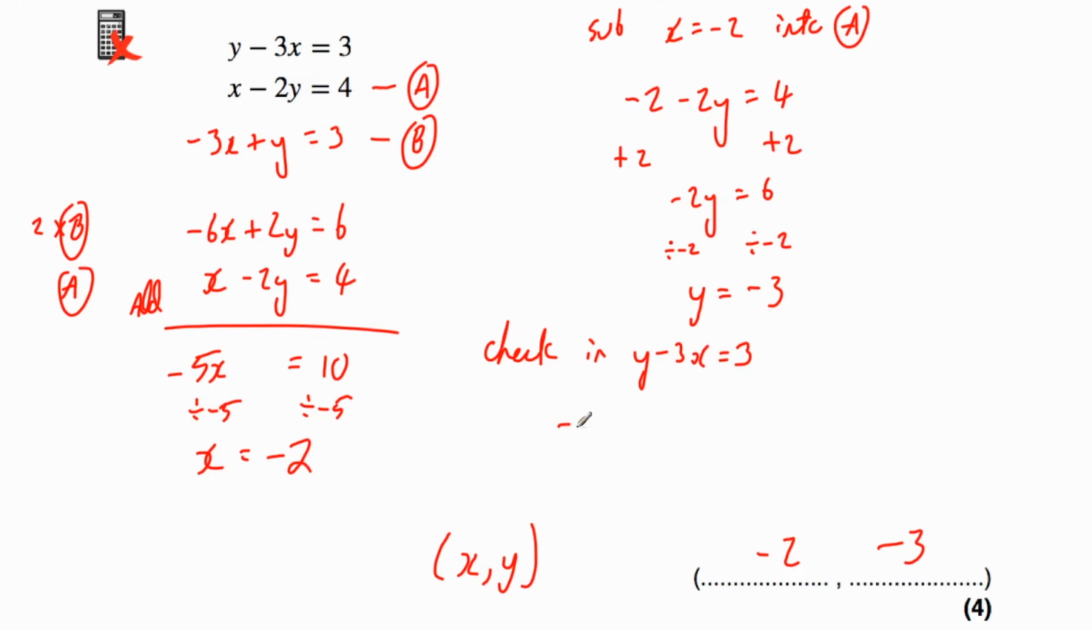So y, which is minus 3, minus 3 times x, well, that's 3 times minus 2, which would be minus 6, and hopefully that's equal to 3. Minus 3 minus minus 6 would be minus 3 plus 6, which is 3, so we get 3 equals 3, so we're correct. So those two straight lines will meet at the point, they will intersect at the point minus 2, minus 3. Okay, let's look at our next question, question number 21.